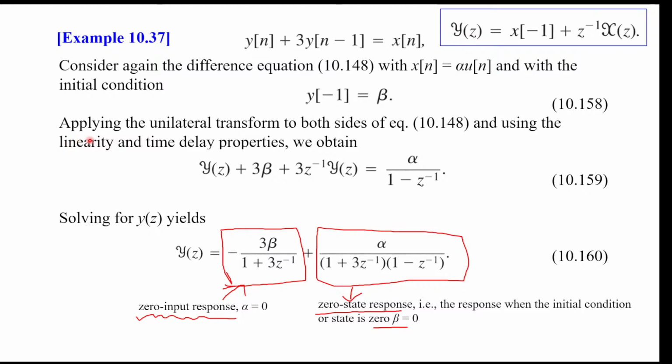And use the linearity and the time delay property. We get y of n will unilateral transform to just script Y, and then it's 3y of n-1. So y of n-1, we use this, becomes y at -1. So y at -1 is just this beta. So this is 3 beta, and z-1 times script Y. So we have z-1 script Y, and then times these 3.